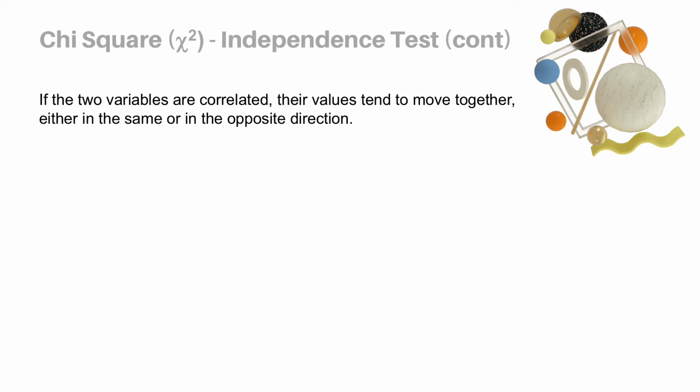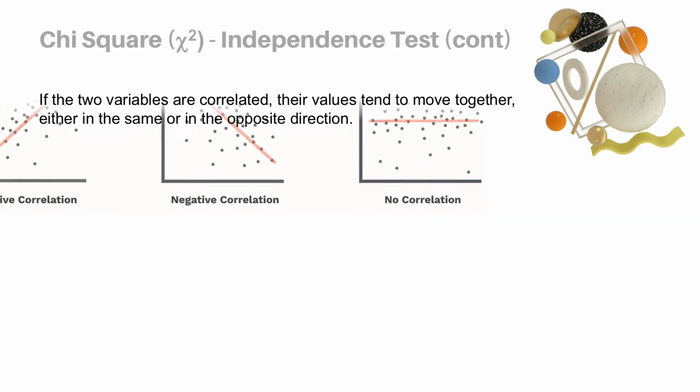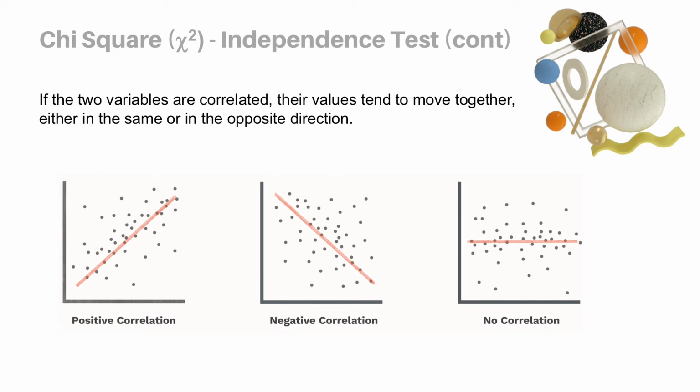If the two variables are correlated, their values tend to move together, either in the same or in the opposite direction. So this statement can be better illustrated by these figures. In the first example here, you can see that the values of the two variables move together or in the same direction. So we name it a positive correlation. Or we can say that the two variables have a positive correlation.